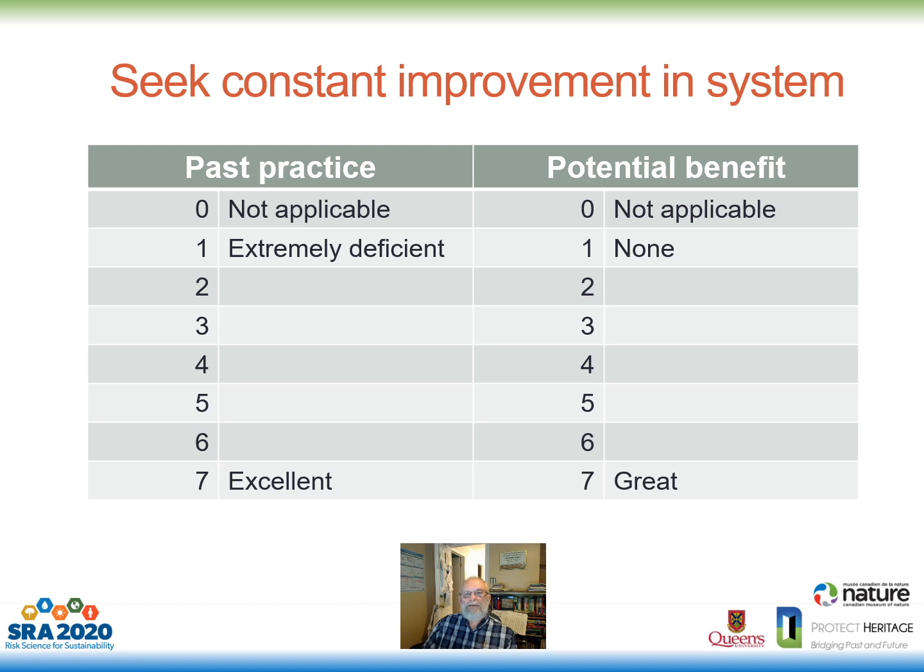Now, what I did was look at the 76 questions in the RAQT and judge past practice, where 0 would say I just don't think this question is applicable to that application, and then using the numbers 1 to 7 to range from extremely deficient to excellent in the case of a 7. For the potential benefit of considering how our systems could be improved by considering that question in the RAQT in detail, again, 0 is I don't think it's applicable, 1 is for really no expected benefit of thinking about this question, through to 7, where there would be a great benefit of thinking about that question in refining our system.